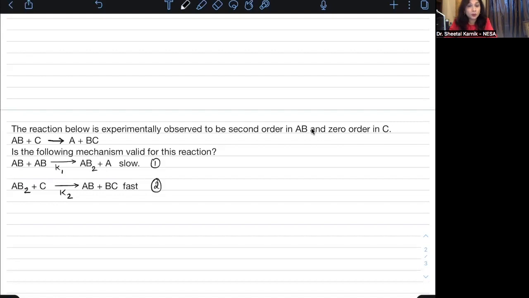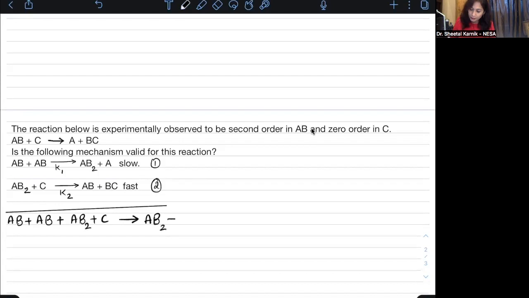Now, if this is true, we need to find the validity in two steps. The first step is we are going to add these intermediate steps and see whether the addition totals up to the final reaction. For that, we simply total both the reactions, putting reactants on one side and products on the other side. So here I have AB plus AB coming from the first intermediate step, plus AB2 plus C coming from the second intermediate step. And it is giving me AB2 plus A as products from the first step and AB plus BC as products from the second step.